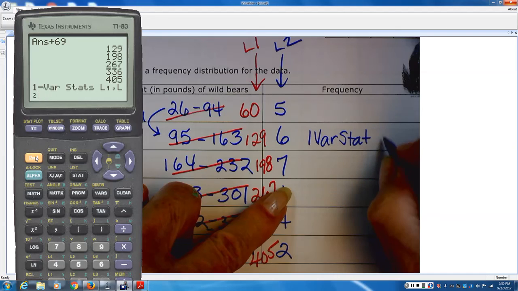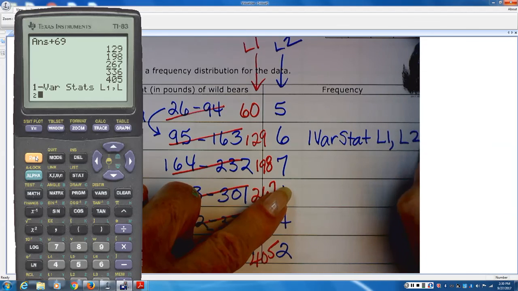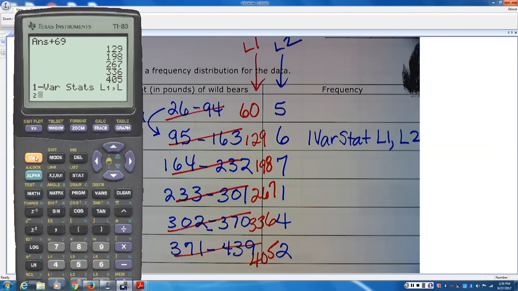I'm already in the list screen. How do I get out of there? Second, and then the mode key. It's right next to it. That takes you back to the home screen. Okay? And then hit stat, and then over to calculate. Choose one variable statistics. Then second and the number 1 key to get list 1. Then a comma. And then second and the number 2 key to get list 2.